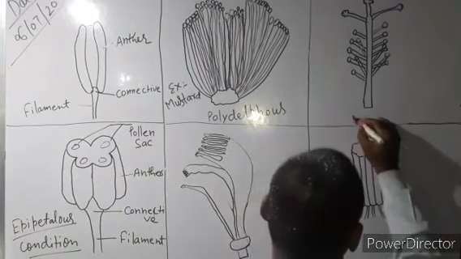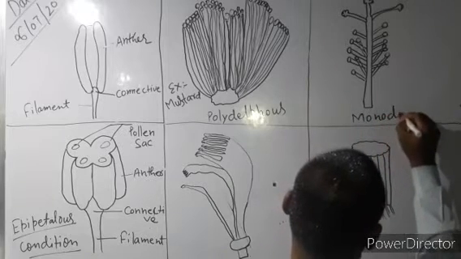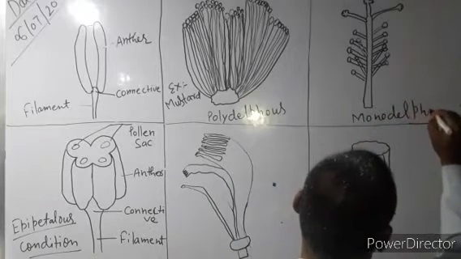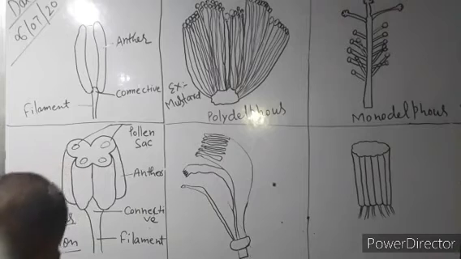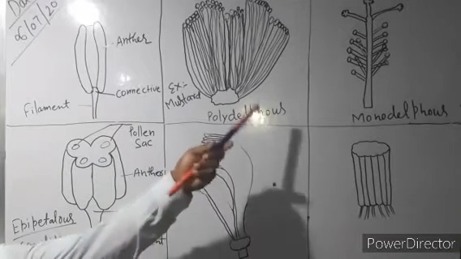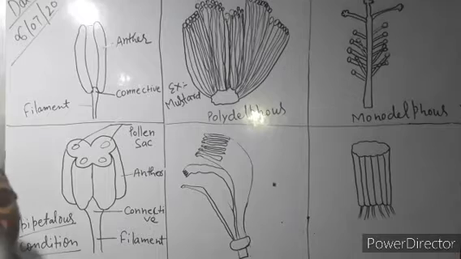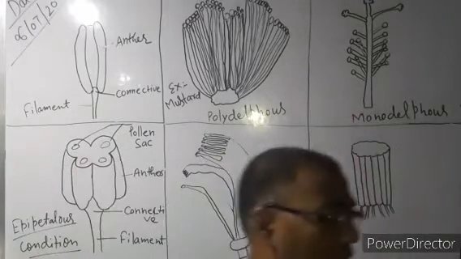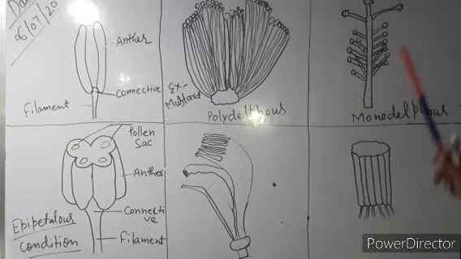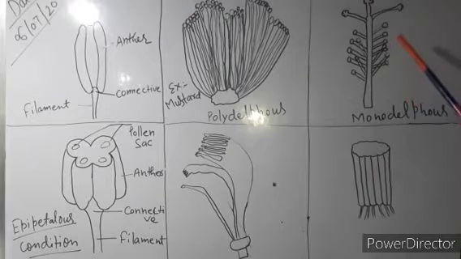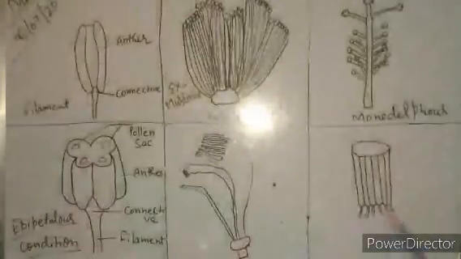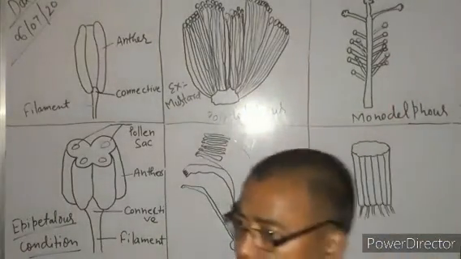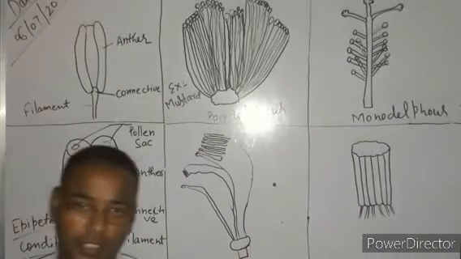Now the second is monodelphous. In this, the anthers are free and the filaments are fused. In the monodelphous condition, the stamen has an anther and a filament, where the anther is free and the filaments are fused. That is known as the monodelphous condition.